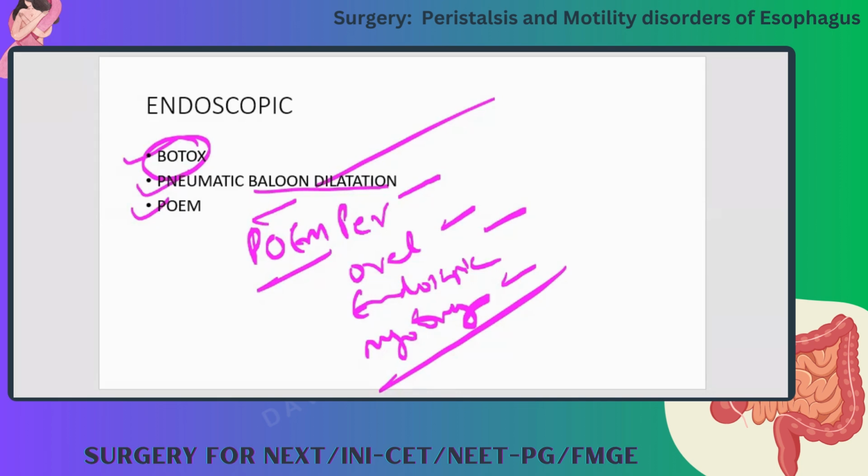But for these three things, the success rate is around 50 to 60% only. The highest success rate is for surgery, 90 to 95%. So the best option to treat is surgery. Is this clear? Yes, sir.